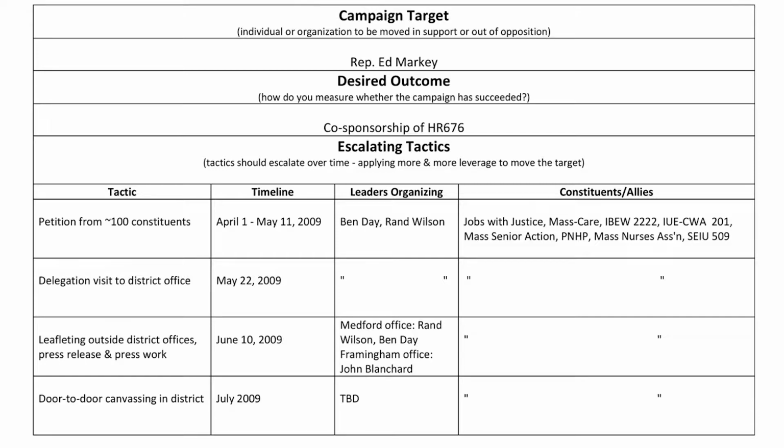And then our last campaign tactic, if all else failed, was to start a door-to-door canvassing campaign where we would ask people to call Rep. Markey and demand that he sign on to the single-payer bill.